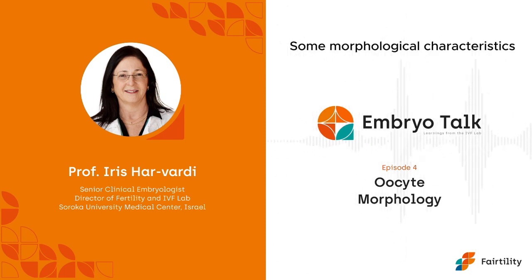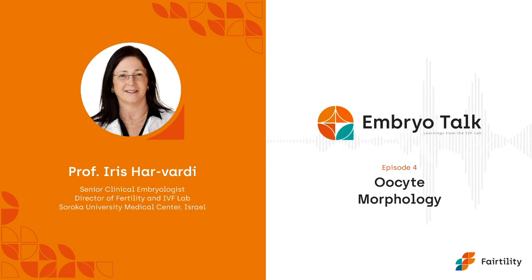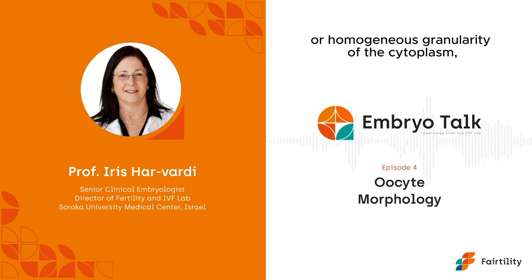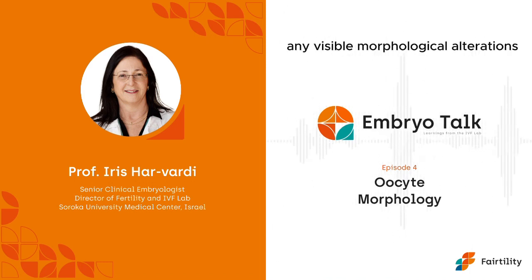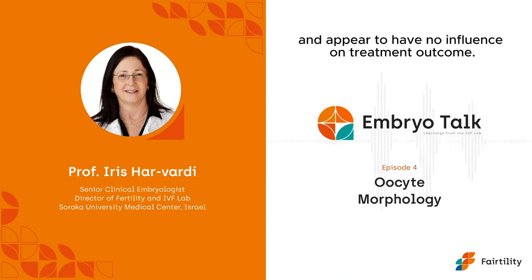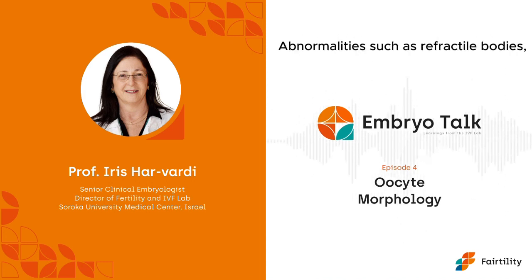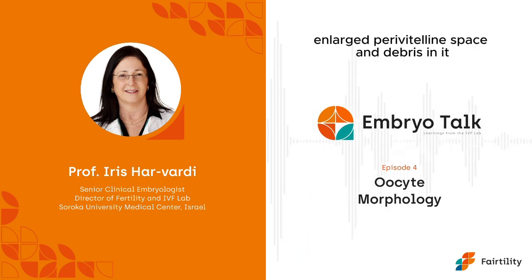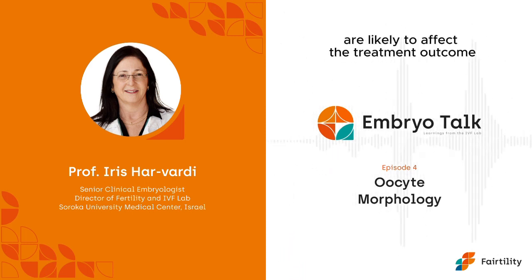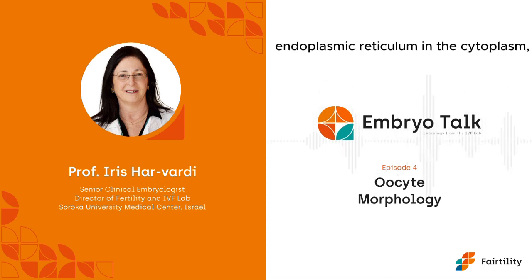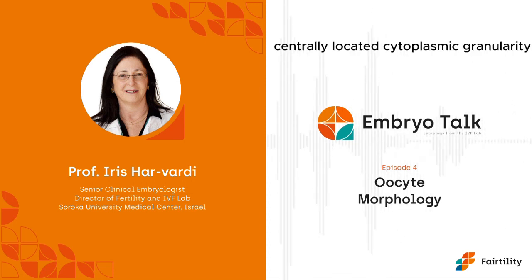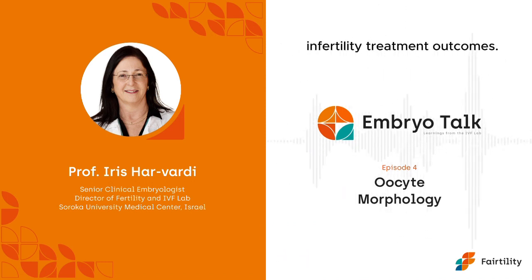Some morphological characteristics do not appear to influence IVF outcome. Oocyte with ovoid shape, dark-colored cytoplasm, or homogeneous granularity of the cytoplasm are not different from those that do not exhibit any visible morphological alterations and appear to have no influence on treatment outcome. Abnormalities such as refractile bodies, fragmented first polar body, dark zona pellucida, enlarged perivitelline space, and debris in it are likely to affect the treatment outcome to some extent. Finally, clusters of smooth endoplasmic reticulum in the cytoplasm, centrally located cytoplasmic granularity, and vacuoles negatively impact infertility treatment outcomes.